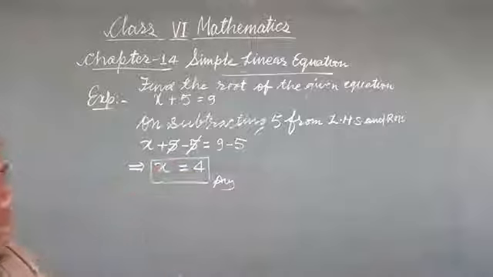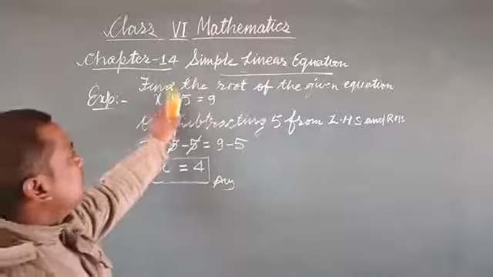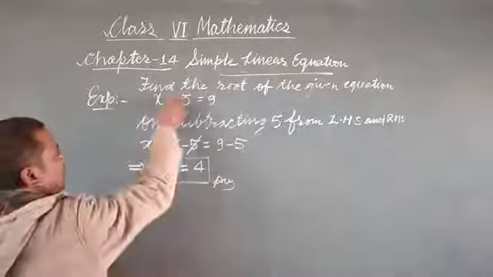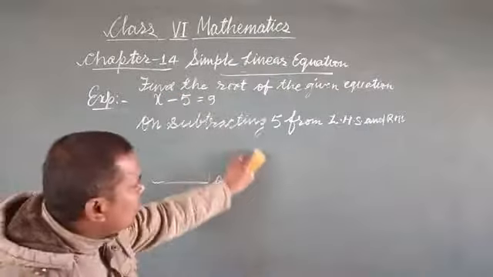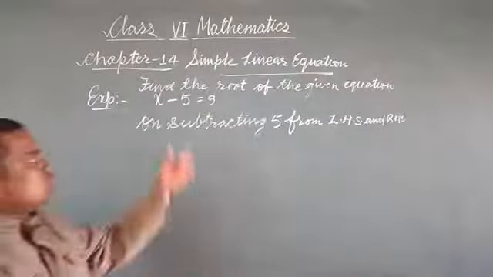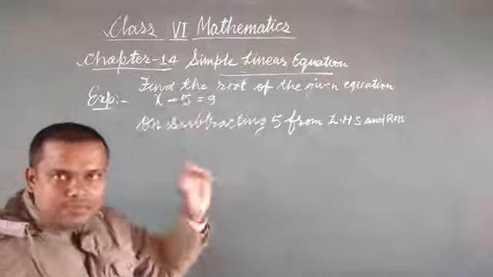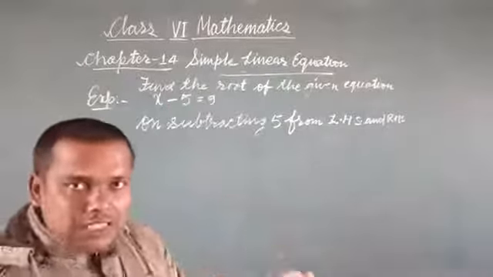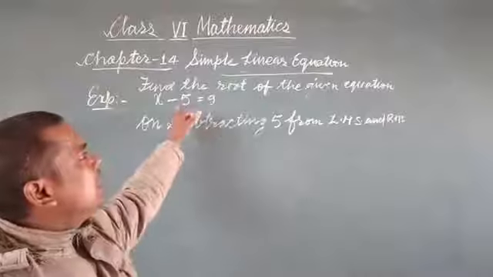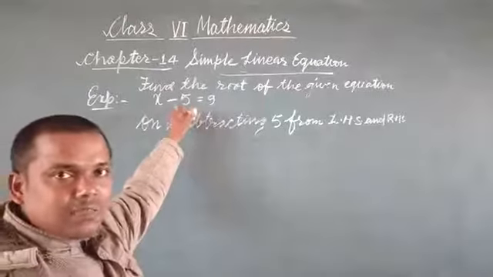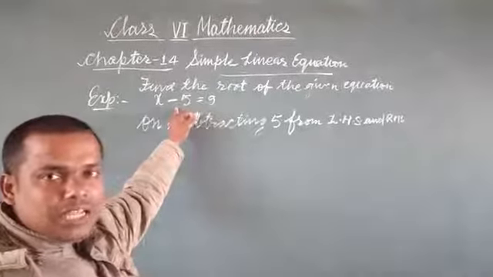If we have here x minus 5 is equal to 9, then we will solve like this. We have to remove minus 5. So if we are going to add plus 5 to LHS and RHS, we will see minus 5 will be removed from the LHS.